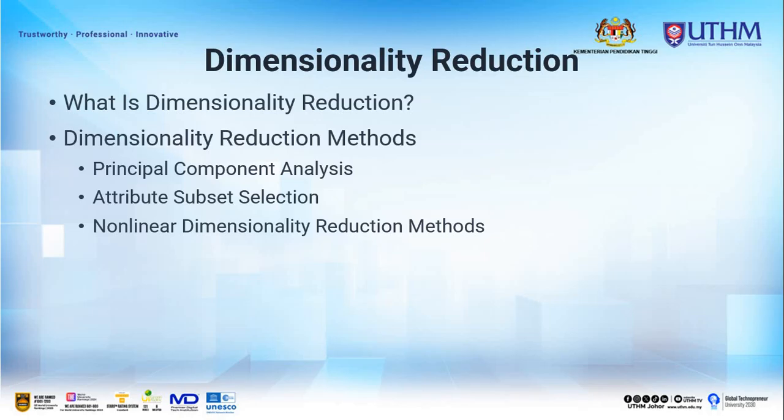Okay, next method is attribute subset selection. It selects the subset of the most relevant features. When they say relevant, the meaning of relevant you should know, it can be important or significant features from the original data set. It can be done through filtering or wrapper methods.